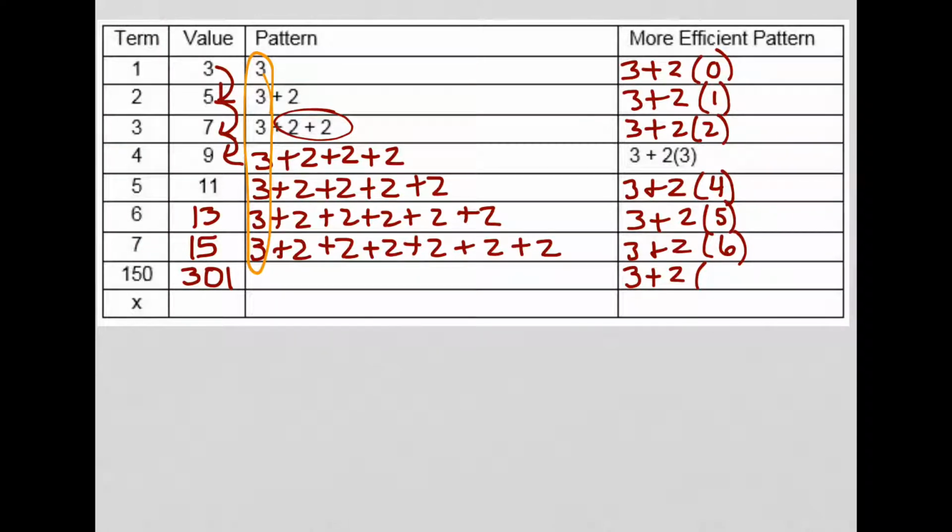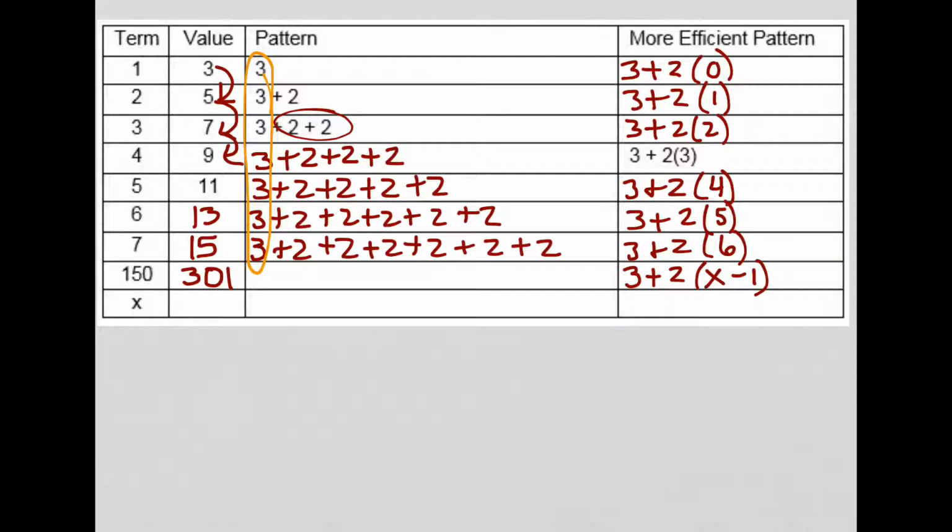The term number. So if we were adding 6 2's, that was for term 7. We were adding 5 2's, that was for term 6. 4 2's was for term 5. 3 2's was for term 4. So hopefully you can see that the pattern there is that it's whatever term we're looking for minus 1. That's how many times we added 2 on. Now think about why that makes sense.